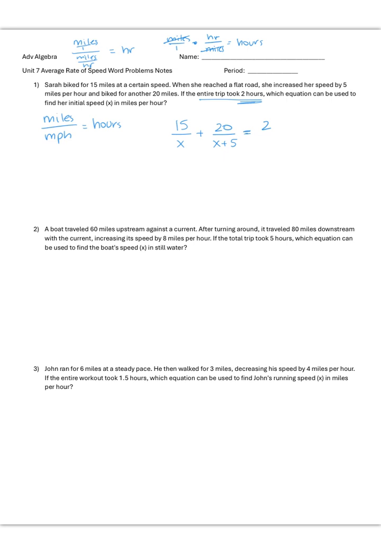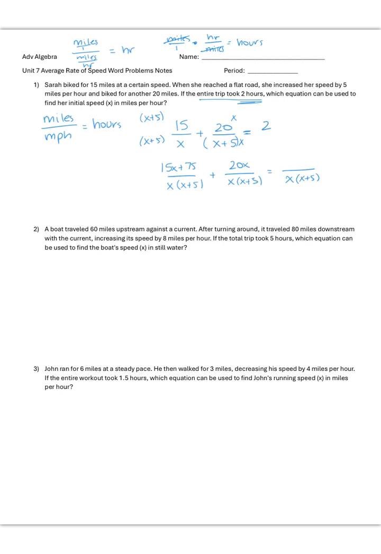So I need a common denominator, and I know my common denominator is going to be x times x plus 5. So what do I need to multiply each of these by to get that denominator? So my first one, I have to multiply by x plus 5 on top and bottom. So that's going to give me 15x plus 75. My second fraction, I just need to multiply by x on the top and bottom. So that's going to give me 20x.